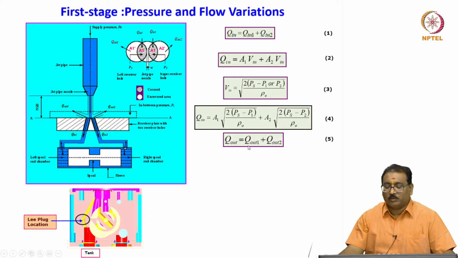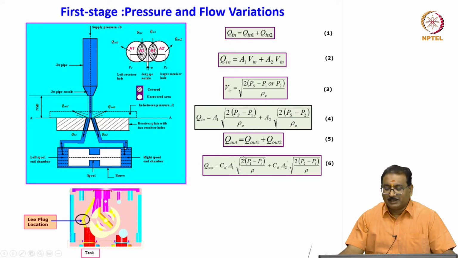So Q out is Q out 1 plus Q out 2. How to calculate Q out? Using the simple orifice equation: CD A1 dash, I am using here. This is the opened area, that is why I am telling A1 dash, A2 dash are the opened areas. Root of 2 (P1 minus Pi, the in-between pressure) by rho naught, plus CD into A2 dash into root of 2 (P2 minus Pi) by rho naught.